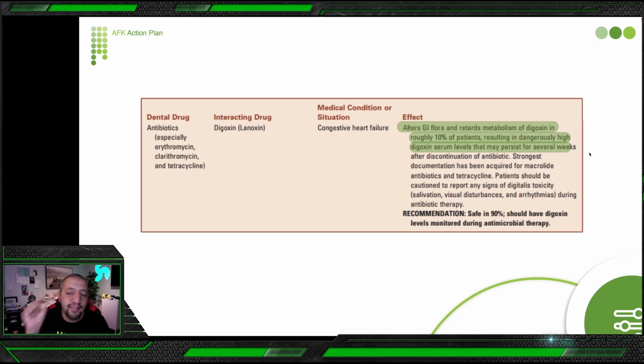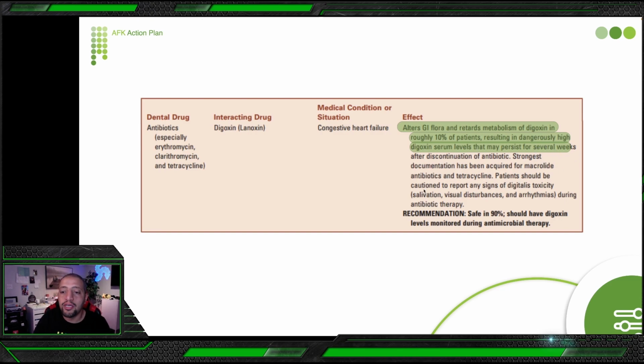So it's only in 10%, which is not a huge number, it's 1 out of 10, but it will lead to a dangerously high digoxin serum level that persists for several weeks. And as we said before, digoxin is a zero order kinetic drug, which is a big deal. It has a very narrow safe margin. You should stay within the limit. If you go a little higher, toxicity happens right away for this patient. As you can see, several weeks.